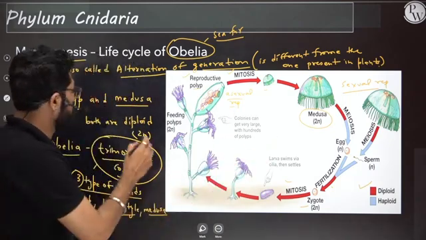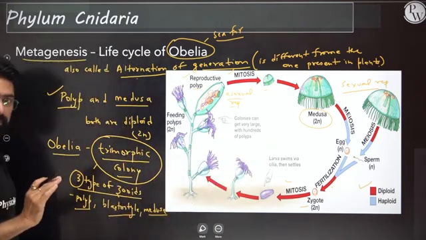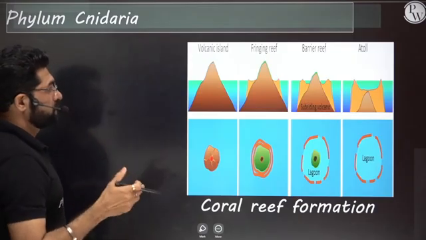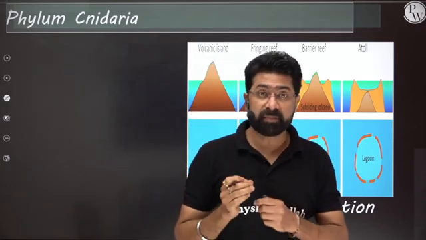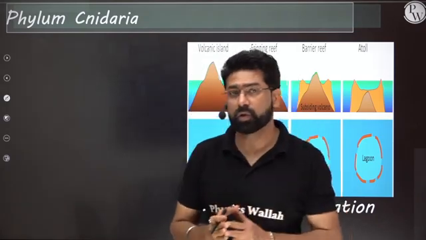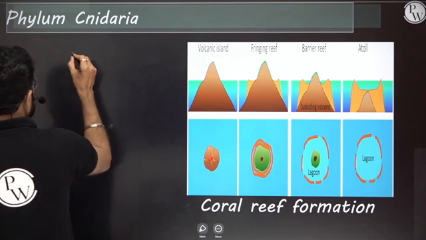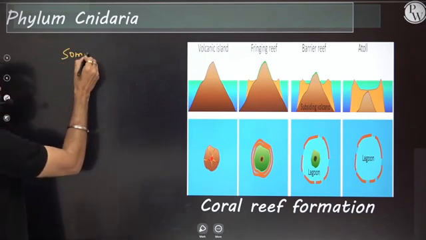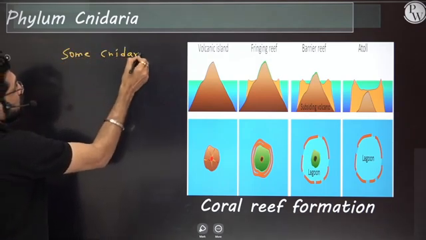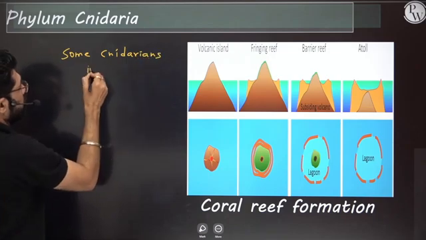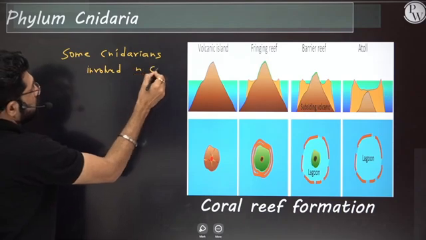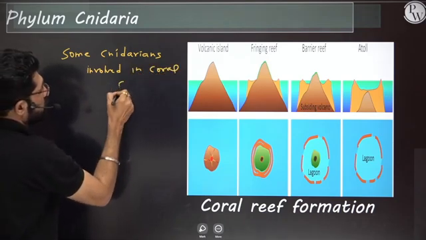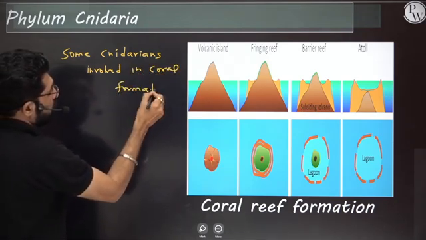I told you both are diploid here. Is it clear? So let's see one more special character of Cnidarians, that is some Cnidarians form corals also. So some Cnidarians are involved in coral formation, and it is very important. How are these corals formed?